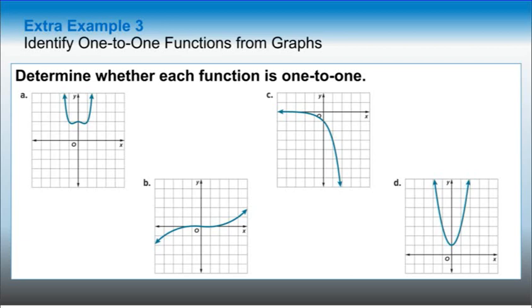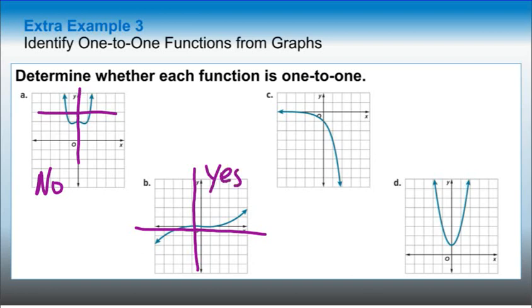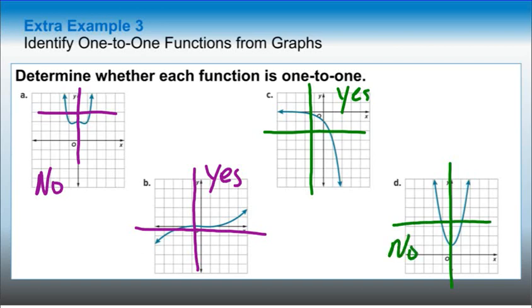Next, determine whether these functions are one-to-one. Again, just using the vertical and horizontal line check. Does not pass the horizontal, so no, this would not be one-to-one. The next one for B, horizontal line check and vertical line test, yes, that passes. Next one, vertical, yes, horizontal, yes. Next one, vertical, yes, horizontal, no.